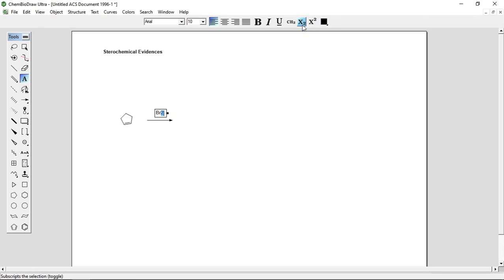On reaction with Br2, you will get the trans dibromo product. So by analyzing the product, you can determine whether the reaction is a one-step or a two-step reaction. Addition of Br2 to this cyclopentene gives this trans dibromo product.